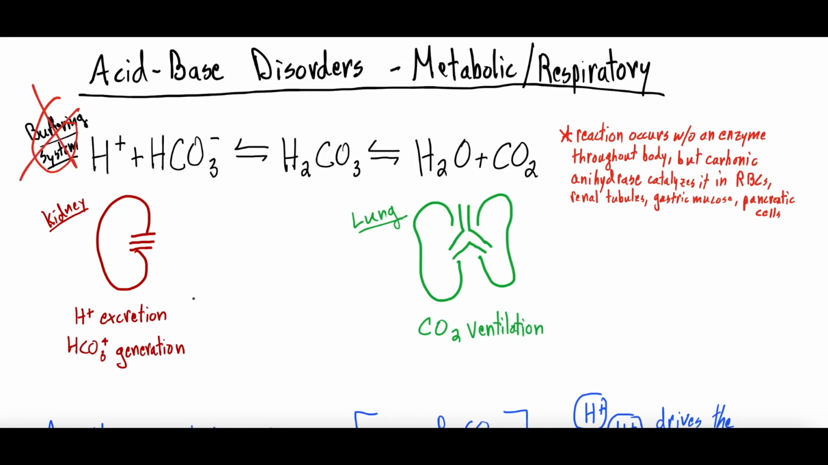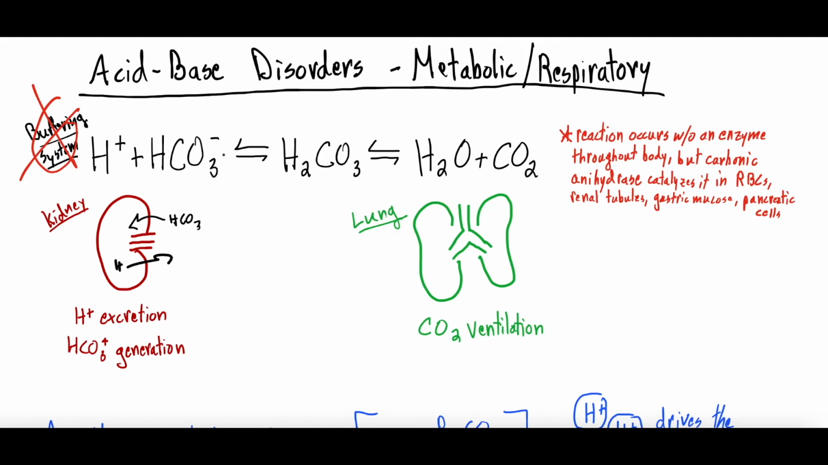Well, that's where we get into our metabolic and respiratory components, because the kidneys and the lungs affect the amount of different parts of this equation, right? So the kidneys can regulate the amount of hydrogen and bicarbonate. It can excrete hydrogen and it can generate bicarbonate. So if this equation is overwhelmed and we have too much hydrogen, well, the kidney can just take this hydrogen and excrete it out, all right? If we need more bicarb, the kidney can absorb bicarb into the blood.